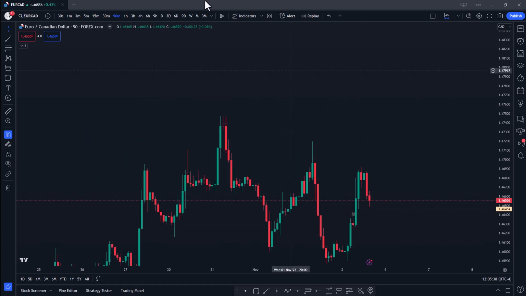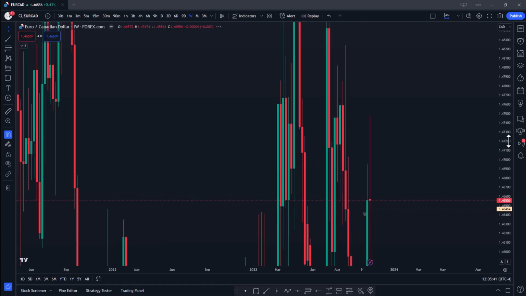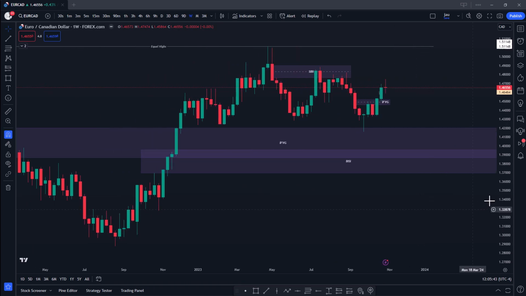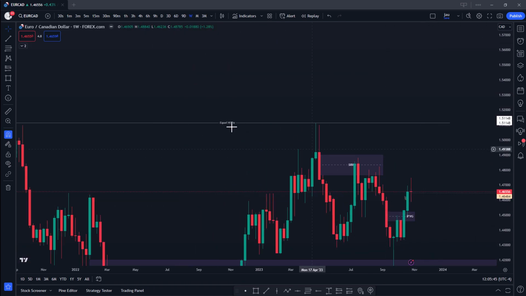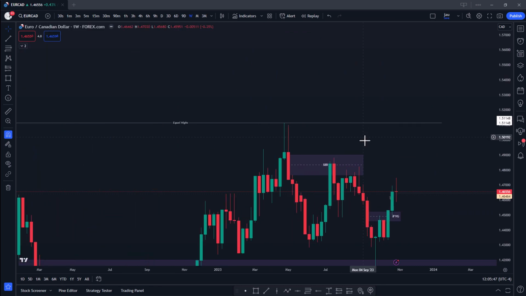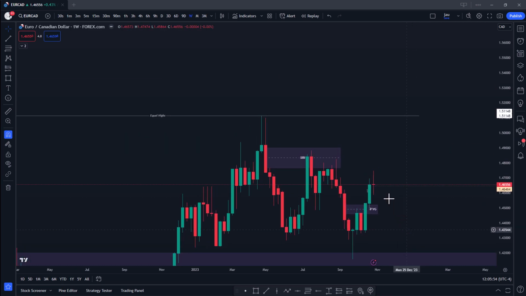So that's all I'm looking for here, but my main target is on the weekly chart where we have the relative equal highs. Looking for these relative equal highs to be tagged, and I'm looking for bearish PDRAs to be disrespected and a continuation to the upside. So yeah, that's all I have on EURCAD.